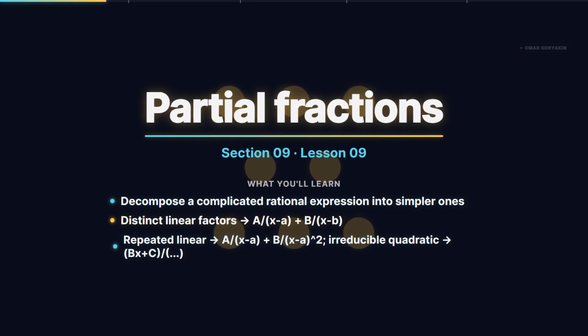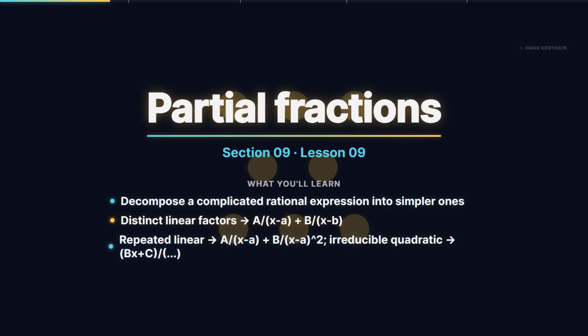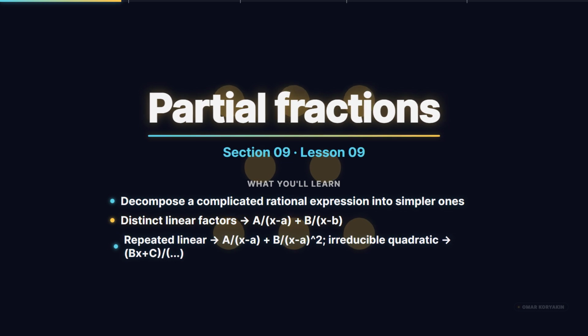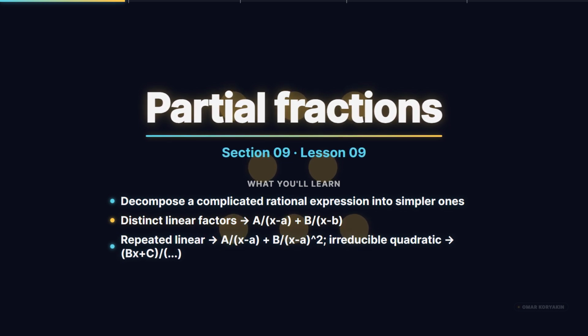Irreducible quadratic factors get a linear numerator bx plus c over the quadratic. Quadratics that do not factor over the reals stay together. They are not split into complex conjugate factors. The corresponding numerator picks up a degree to match.